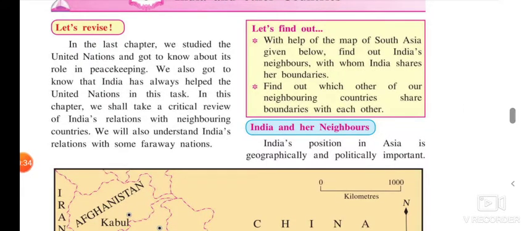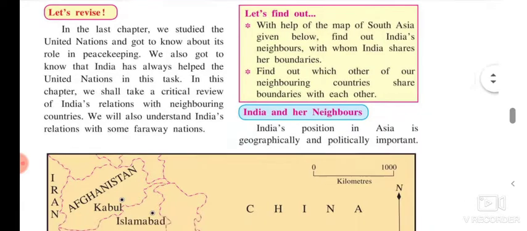We have a task before getting into the chapter. Let's find out. First one, with the help of a map of South Asia given below, find out India's neighbors, with whom India shares its borders. Second one, find out which of our neighboring countries share boundaries with each other.